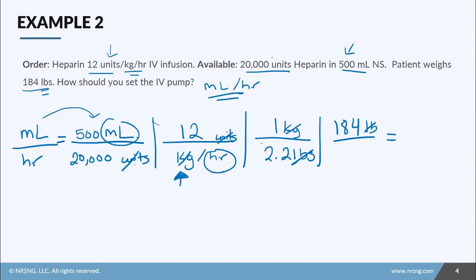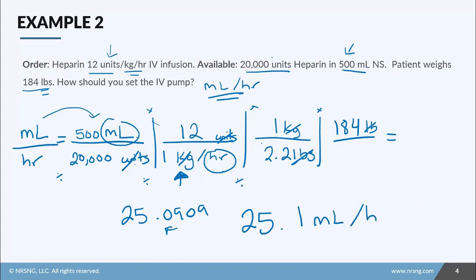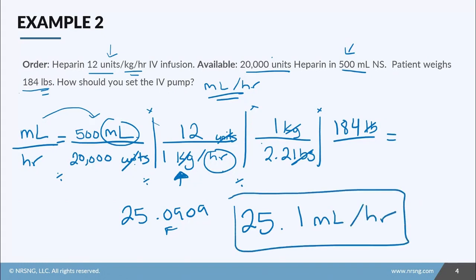You're going to enter this into your calculator, multiplying across the top, dividing across the bottom. 500 times 12 times 1 times 184 divided by 20,000 divided by 1 divided by 2.2. What you're going to end up with is 25.0909 milliliters per hour. Round to the nearest tenths place, and your answer is 25.1 milliliters per hour. You've rounded, you've got the right units. Does it make sense? Does it seem appropriate? Yes, it does.